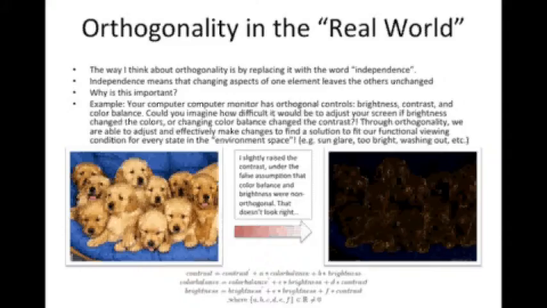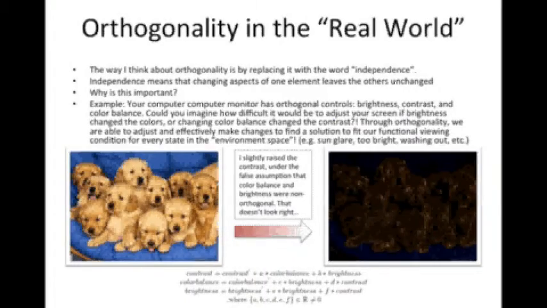Now could you imagine how difficult it would be to find a screen setting that would fit your given environment if those things weren't independent? So for example, I have this photo on the left of a group of puppies, and I used the formulation at the bottom of your screen to simulate interdependence of the three toggles: contrast, color balance, and brightness.